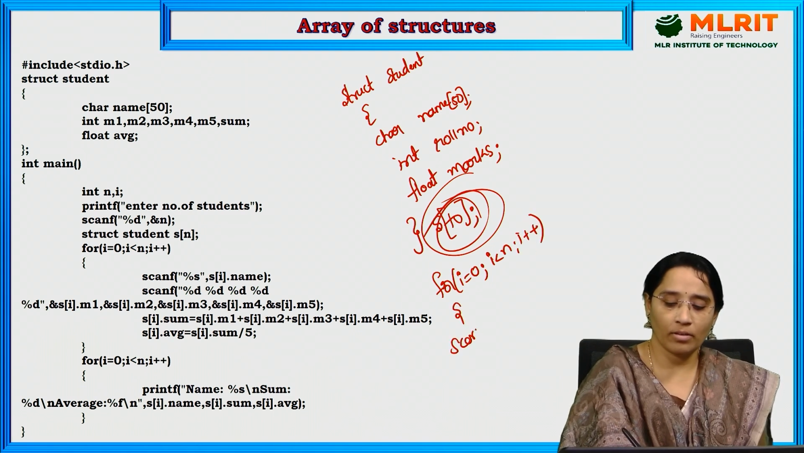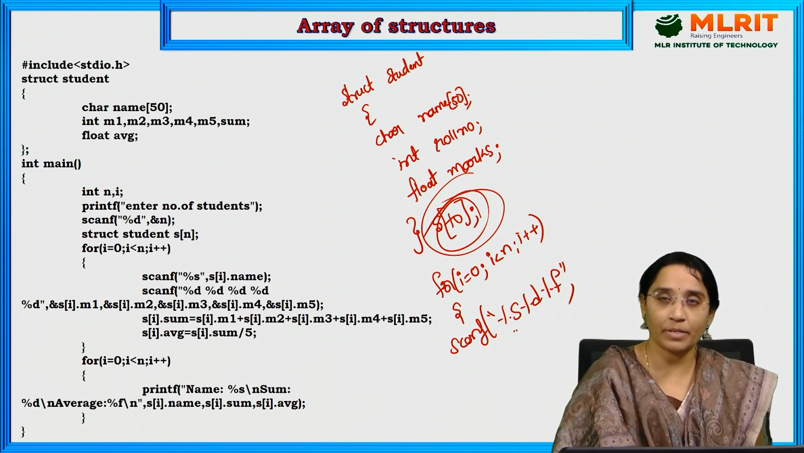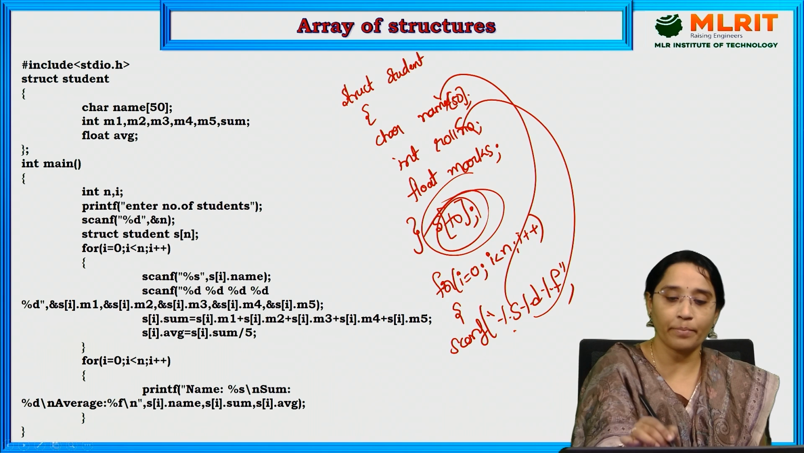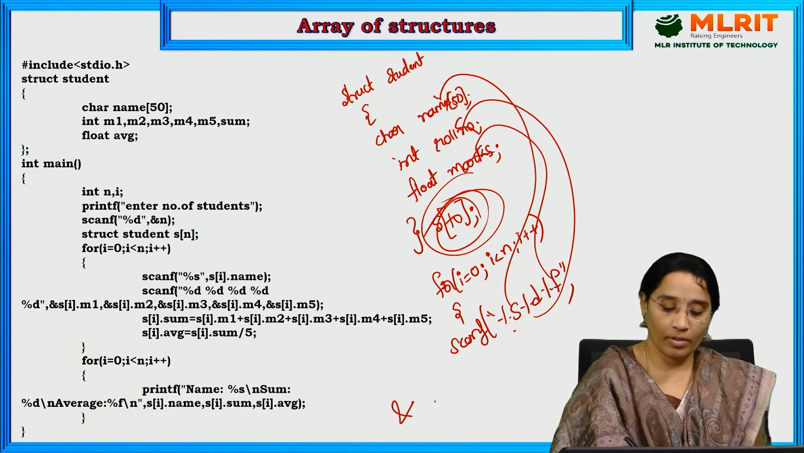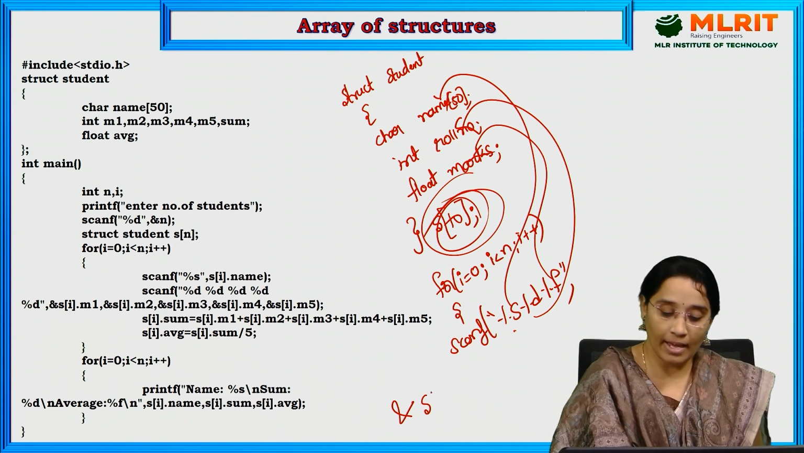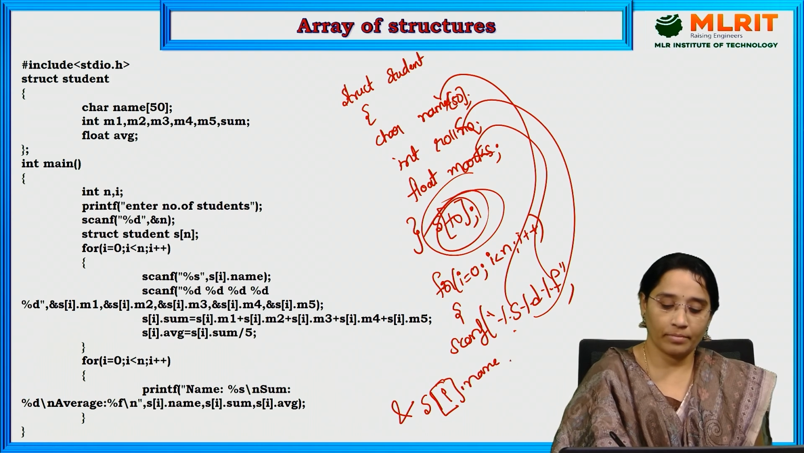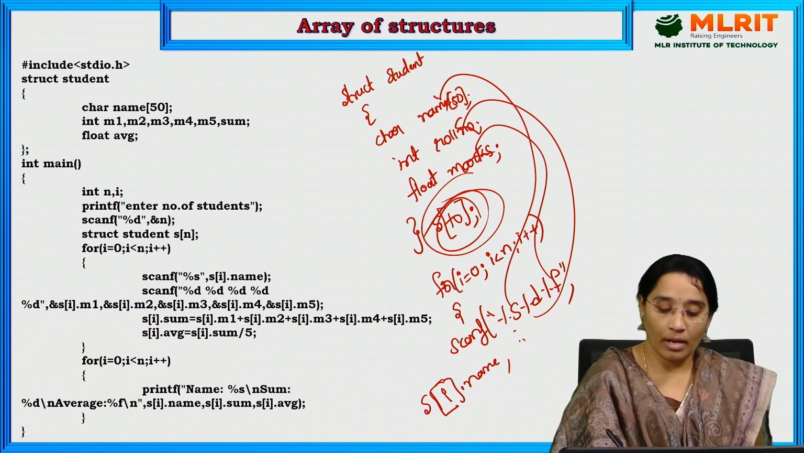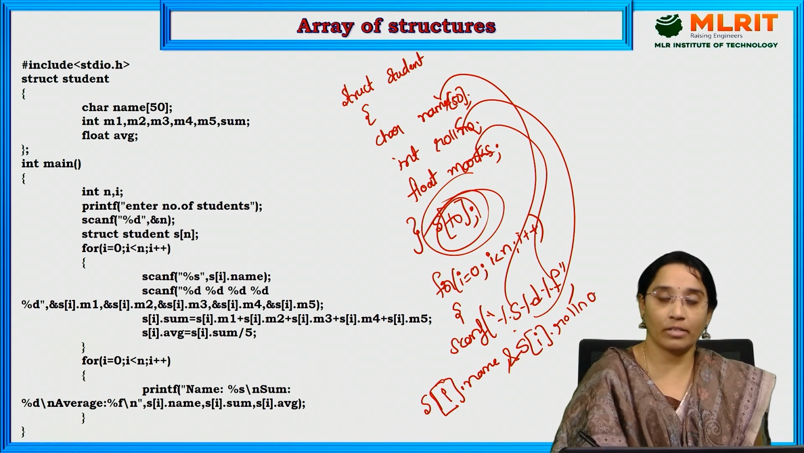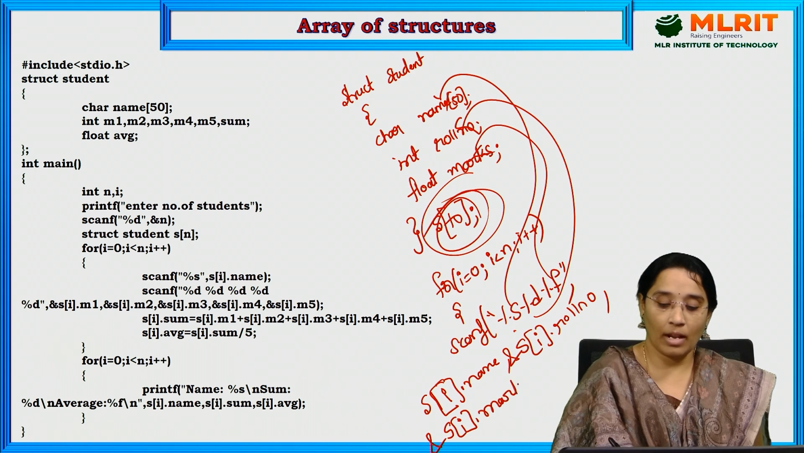Now scanf, percent s, percent d, percent f. Why percent s? Percent s represents the name, percent d represents the roll number, and percent f represents the marks. Comma, address of which variable have we taken? S of I dot name, comma. We should not give the address for the name. Okay, S of I dot roll number. Here you will give the address, comma, S of I dot marks. Like that you will give the input.